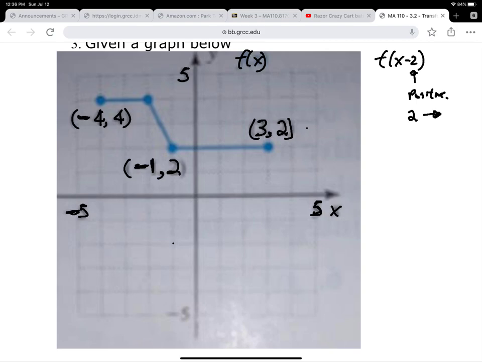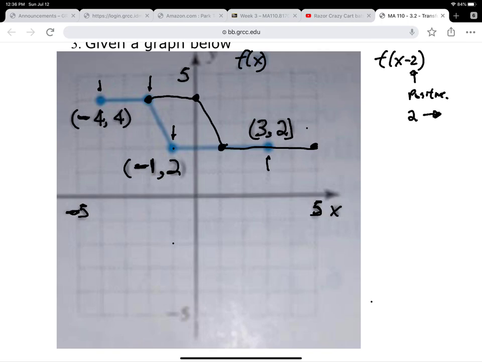So this point is now over here. This point is now over here. This point is now over here. And this point is now over here. And our new graph will look like this. We're just taking every single point and moving it to the right. Now, don't worry about the segments. The segments will follow the points. So just worry about moving the points, and then we can connect the dots later.